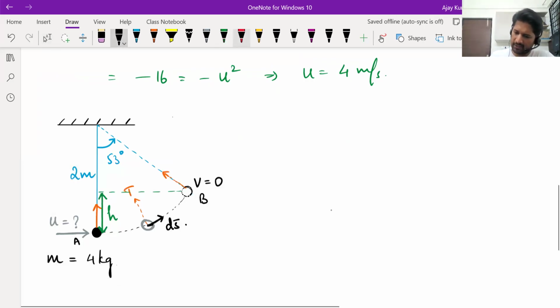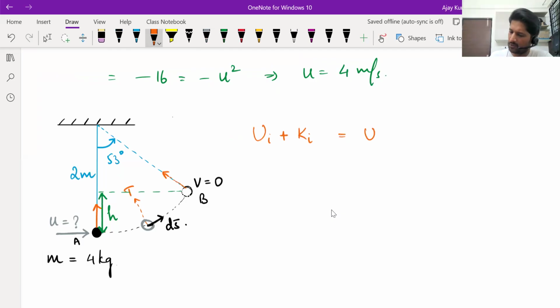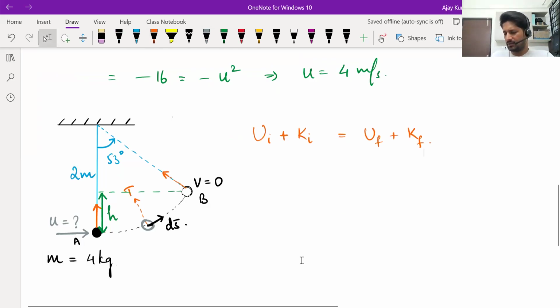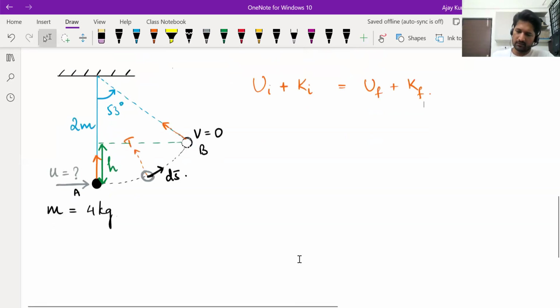So how do we apply mechanical energy conservation? Initial potential energy plus kinetic energy is equal to final potential energy plus kinetic energy. Now the only conservative force acting here is gravity. So you'll only have to consider gravitational potential energy. Springs are not involved, so need not worry about that. One of you tell me, how do we assign gravitational potential energy? What is the formula?